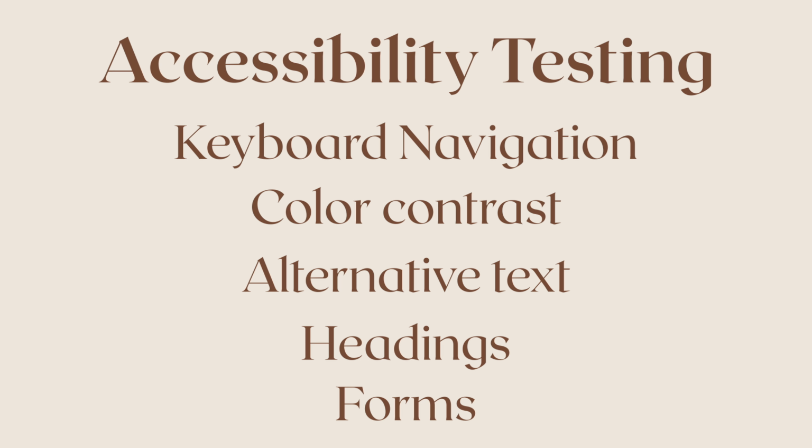You can also use automated testing tools to help you find any issues. There are lots of free tools available online. Once you have identified any problem, it's time to fix them. Remember, accessibility is an ongoing process. You should regularly test your website to make sure it's still accessible.